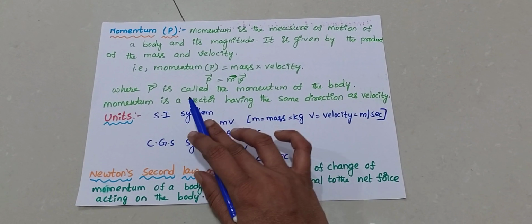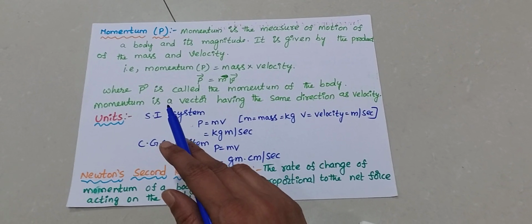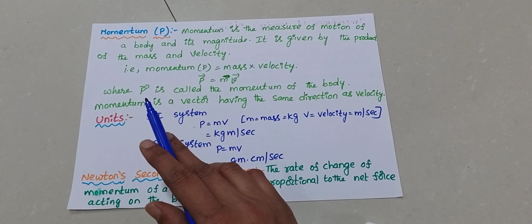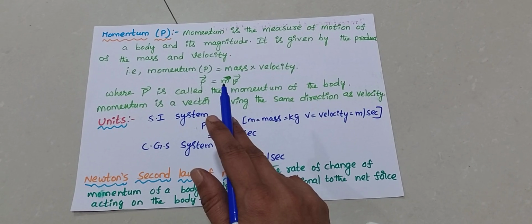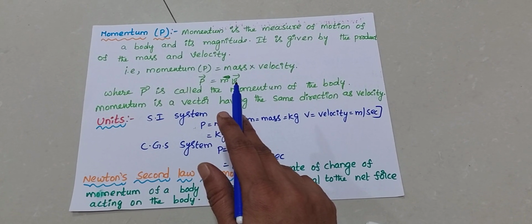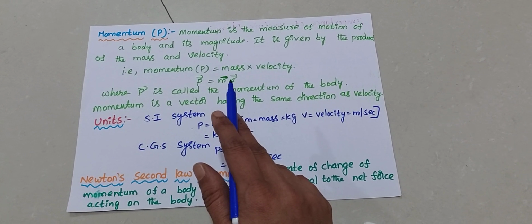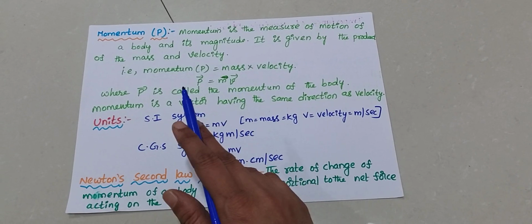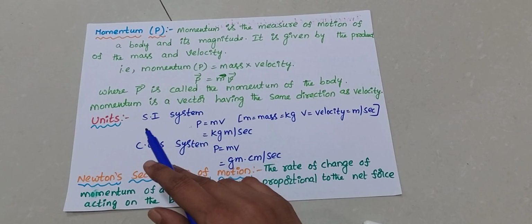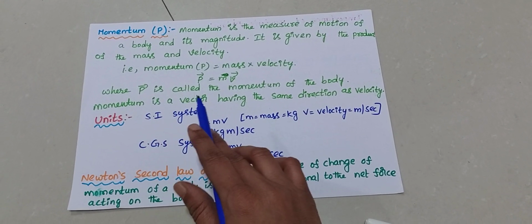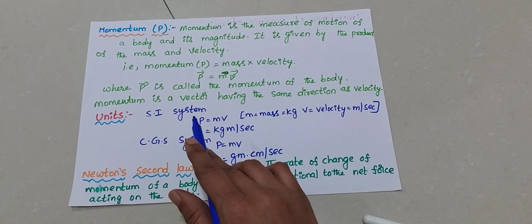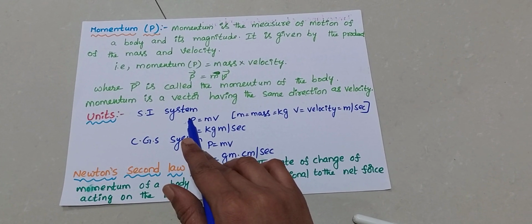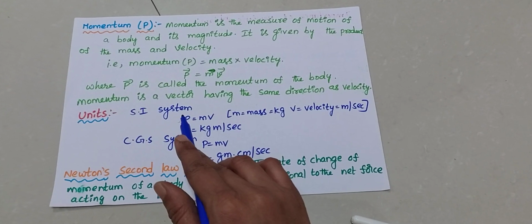Now, P bar indicates direction. m indicates only magnitude. v indicates direction and magnitude, that's why v bar. P bar is equal to m v bar. Here P bar is called the momentum of a body. Momentum is a vector having the same direction as velocity.